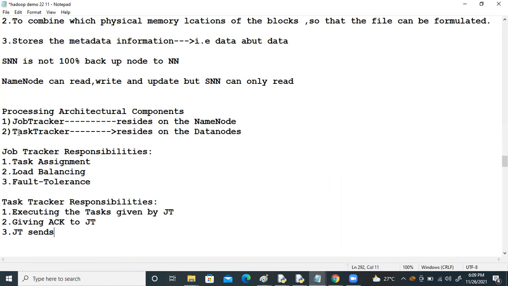In later lectures we'll be discussing the resource manager, resource scheduler, node manager, application master, application manager. We have got many components.